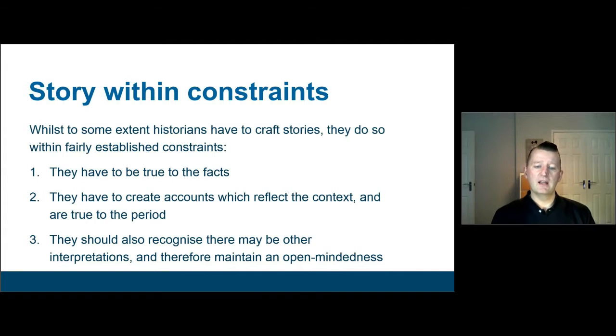And thirdly, stories should also recognise that there may be other interpretations, and so there's almost a level of humility which Husband says historians should strike when they're writing their narratives. This awareness that there are other ways to interpret the sources of evidence that we're appealing to. There are other subtly different interpretations and narratives that could be constructed around that evidence base.